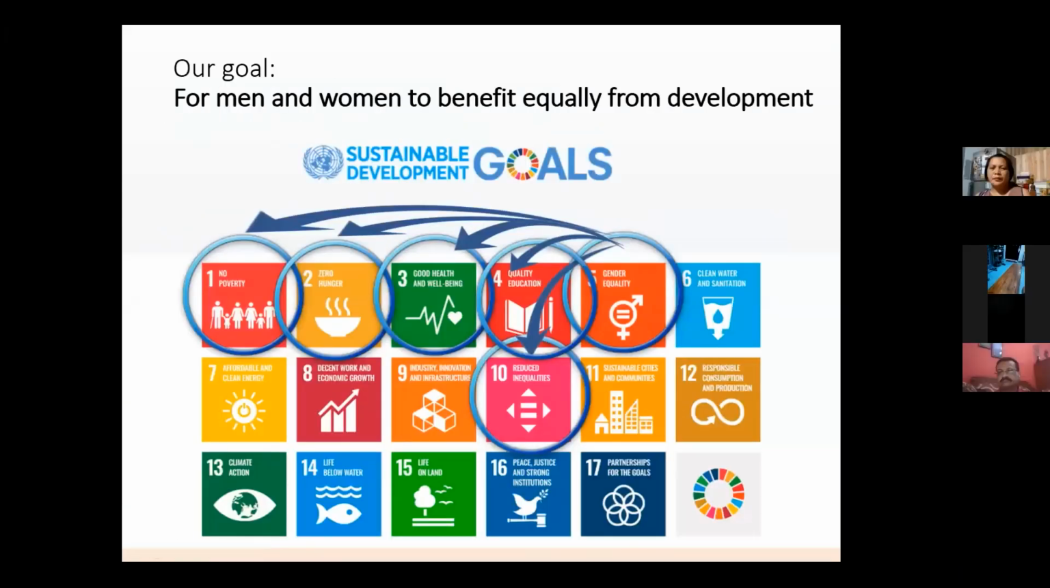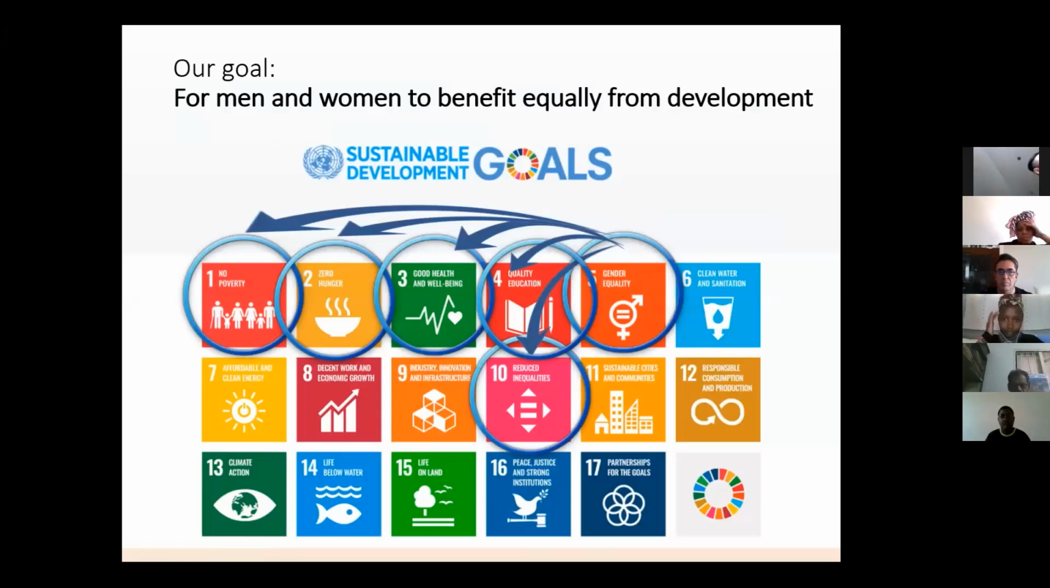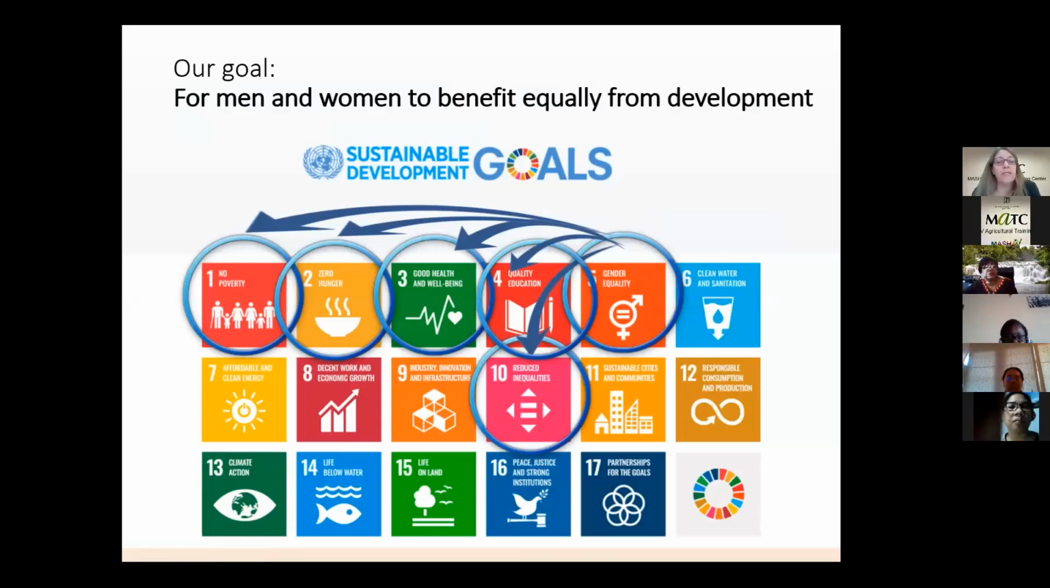Our goal, ultimately, is for men and women to benefit equally from development. And when we look at gender equality, the gender equality factor, and when we look at the other sustainable development goals, we can see that gender equality and the equitable distribution of resources has a positive multiplier effect for a range of key development goals, including poverty reduction, elimination of hunger, and the welfare of children in terms of education, health, and nutrition.